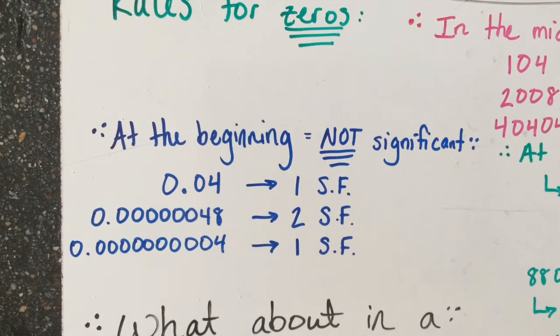What if the zero is at the beginning of the number? In this case, it will never be significant. For example, 0.04 has 1 significant figure. 0.00000048 has 2 significant figures, and 0.0000000004 has 1 significant figure.